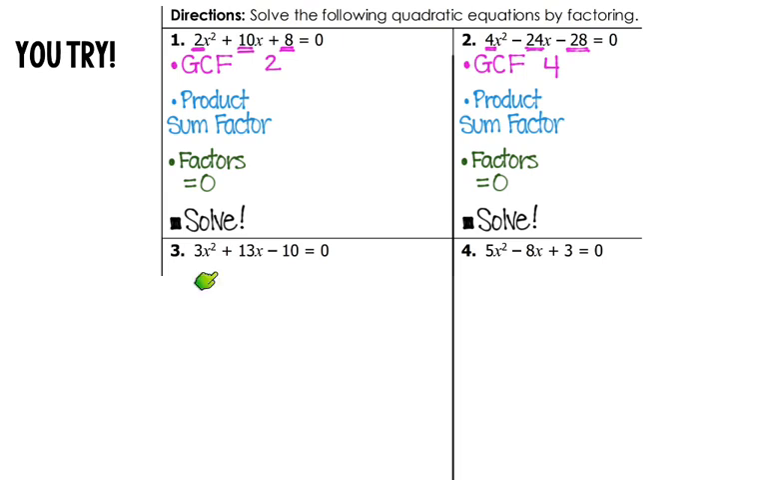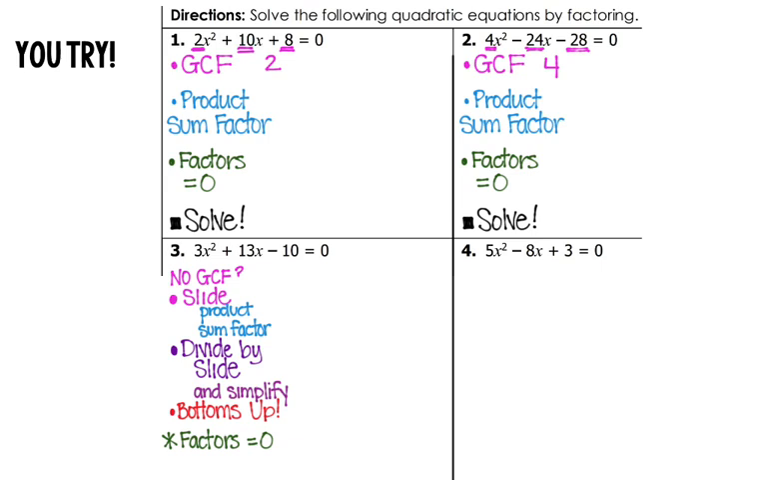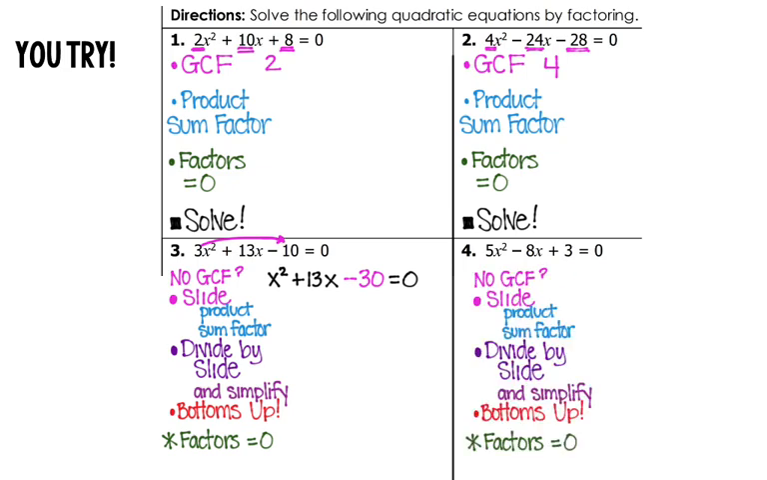But now looking at problem number 3. In problem number 3, there's a 3, there's a 13, and a 10. There's no GCF. So that means we're going to be doing the slide, divide, and bottoms up method for problem number 3. And in problem number 4, once again, I'm looking at those numbers, 5, negative 8, and 3. I'm not going to do the whole thing, but I did show the slide. In problem number 4, there's no GCF, so we're going to do the slide, divide, bottoms up, where you would slide the 5, and when you slide the 5, you get this quadratic, and then you're going to do all the steps that it shows here to get to the factorization, and then set the factors equal to 0 and solve.